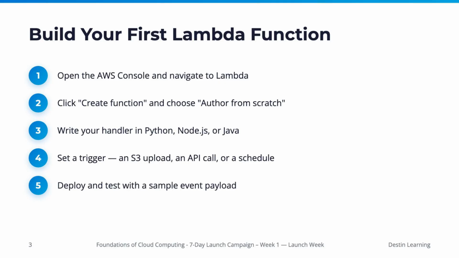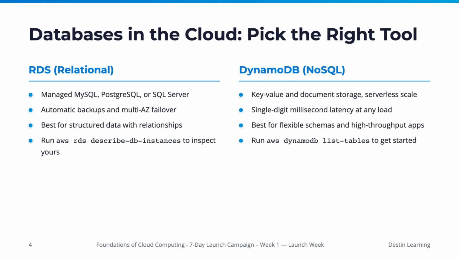When it comes to databases in the cloud, picking the right tool is crucial. For relational data, AWS RDS offers managed MySQL, PostgreSQL, or SQL Server instances, complete with automatic backups and multi-AZ failover for high availability. It's ideal for structured data with clear relationships, and you can inspect your instances using aws rds describe-db-instances. On the other hand, DynamoDB, a NoSQL database, provides key value and document storage with serverless scaling.